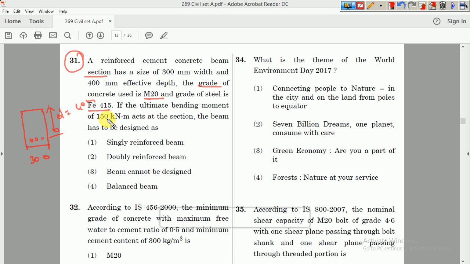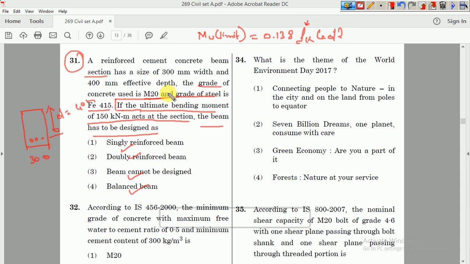What is the ultimate bending moment? This is the trap point: if an ultimate bending moment of 150 kilonewton-metre acts at a section, the beam should be designed as singly, doubly, or the beam cannot be designed at all, or a balanced beam, what is the condition? The direct formula is, I'll just write here, Mu limit. Mu limit is equal to 0.138 fck b d square.